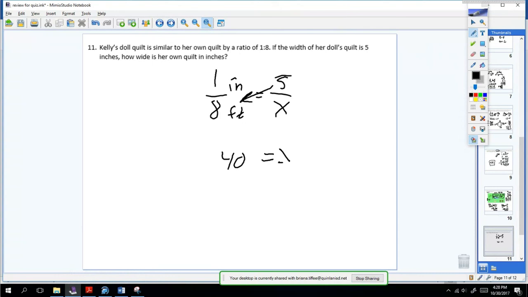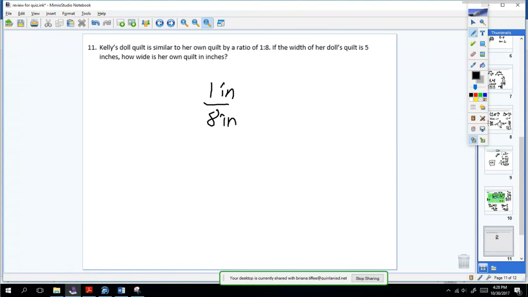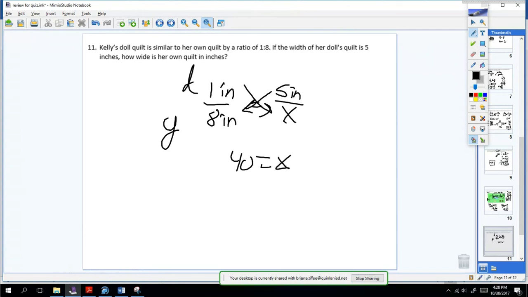Let me redo this problem because my pen is also messing up. Okay, so this is 1 inch for every 8 inches. So for every 1 inch her doll's quilt is, it equals 8 inches on her quilt. So you're going to write 5 inches over x, because this is her doll's, this is yours. So you're going to do 5 times 8, which is 40, and 1 times x, which is just x. So again, her quilt is 40 inches long, or wide, excuse me.